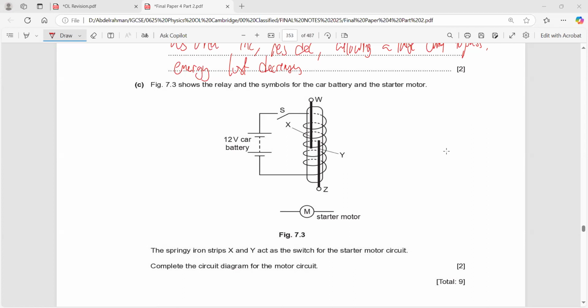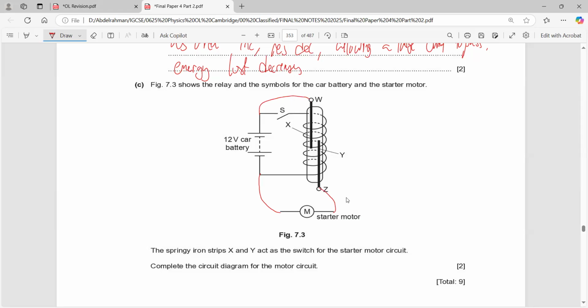How can I connect the motor? Basically, the motor will be connected from this end to the battery, and from this end to the starter motor. Is this circuit complete? No, it's not complete yet. Why? Because point W needs to also be connected to the circuit.